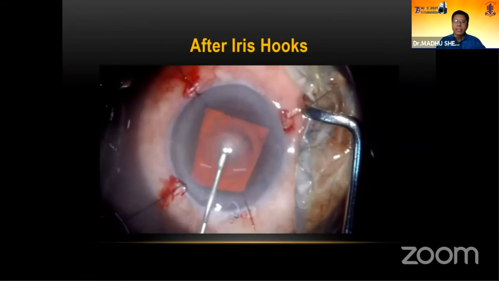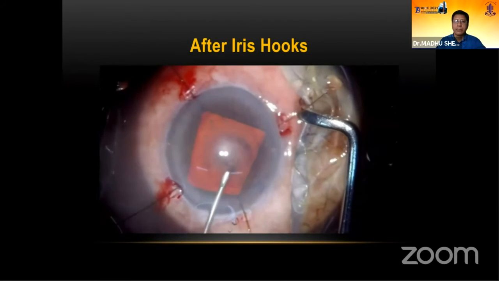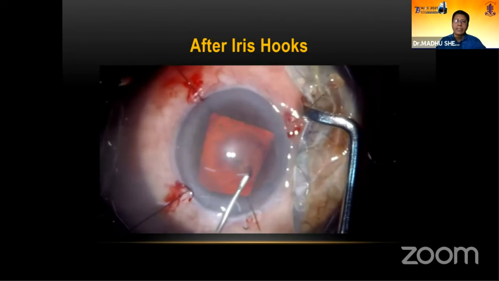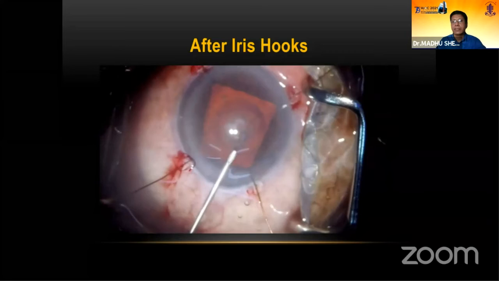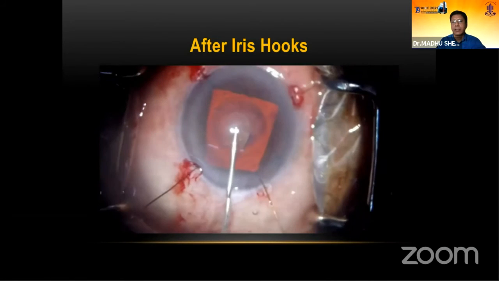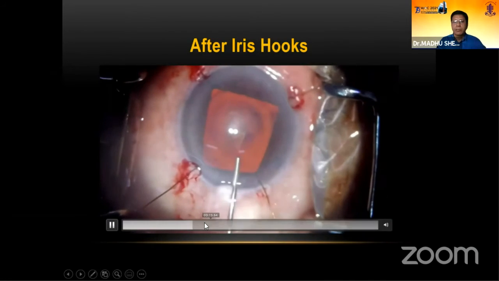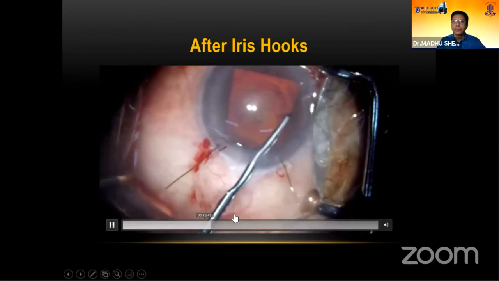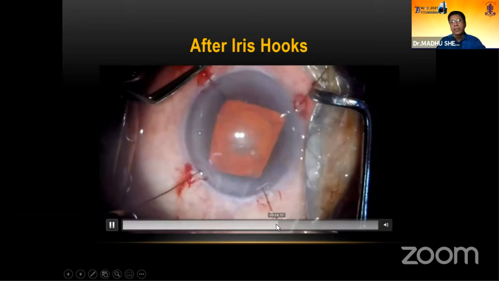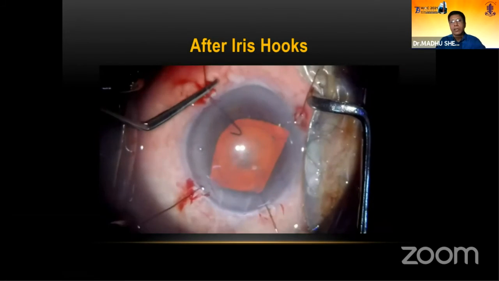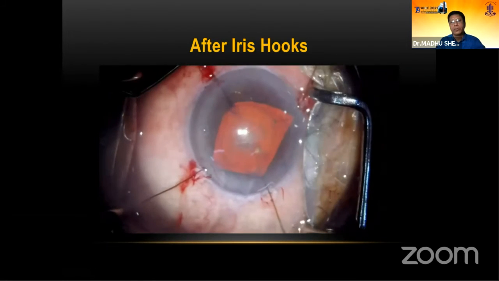In a few cases, like dense pseudoexfoliation, if you have used iris hooks for pupil expansion and then during the rhexis you find there is gross subluxation, then after completing the rhexis, you can transfer the same iris hooks to the capsule to support your bag.